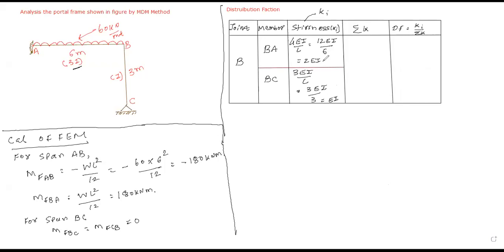First of all, we will calculate total stiffness: stiffness of BA member plus stiffness of BC member. 2EI plus EI, that is nothing but 3EI. Yes or no? Is it clear?